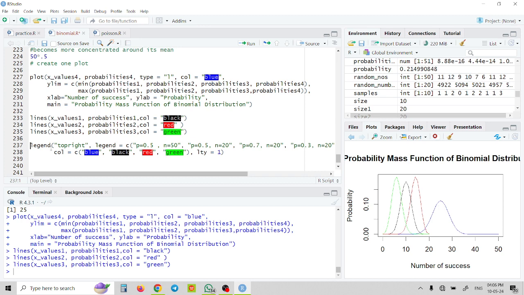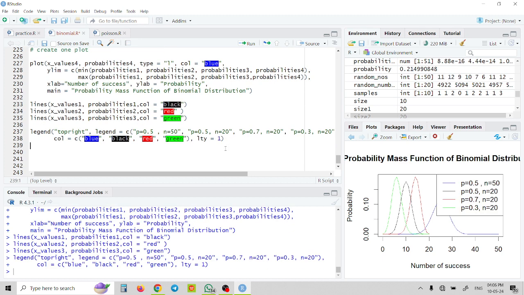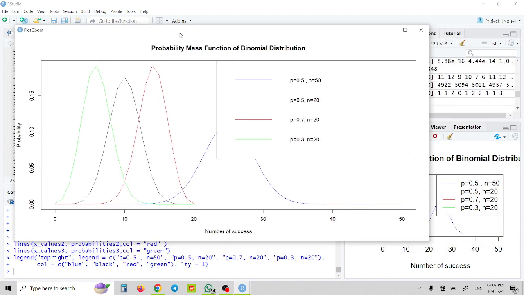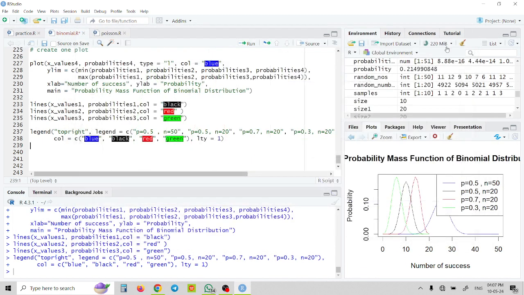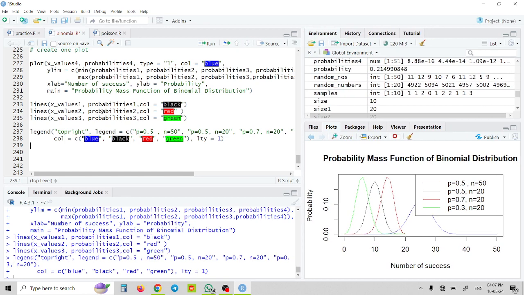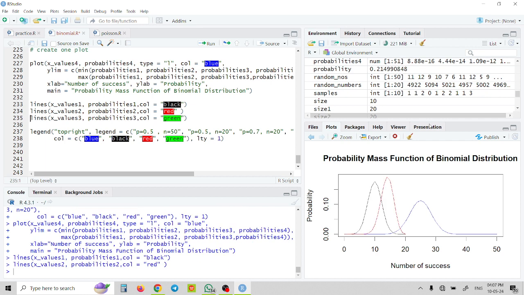So we'll use the legend function. We want the legend to the right side corner. Legends, these are the cases we have taken with these colors, and this I will plot in the diagram here. So if I zoom this diagram, we will see how nicely it looks. Let me do this again. I'll make this a little larger, and then I will run this again because it was not coming properly.